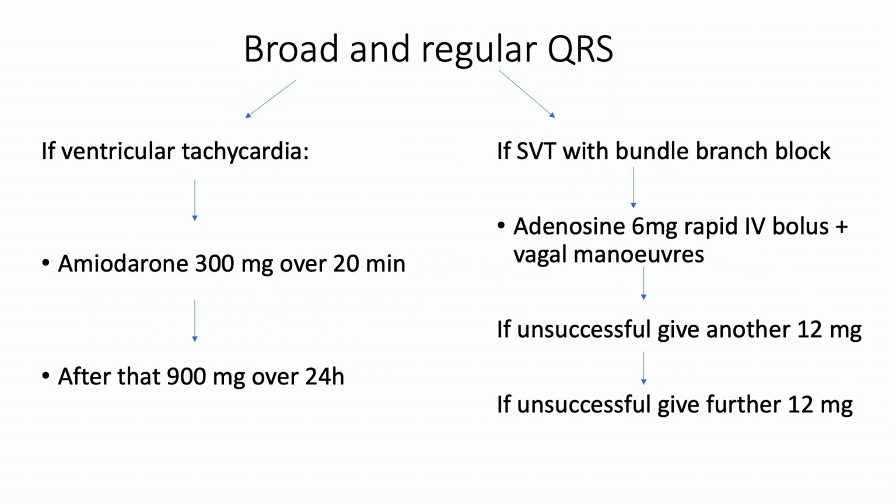The second case is the broad and regular QRS. You have 2 pathways. The first pathway is ventricular tachycardia. If you have a ventricular tachycardia, then you give amiodarone 300 milligrams over 20 minutes. After this, you repeat and you give 900 milligrams over 24 hours after reassessing.